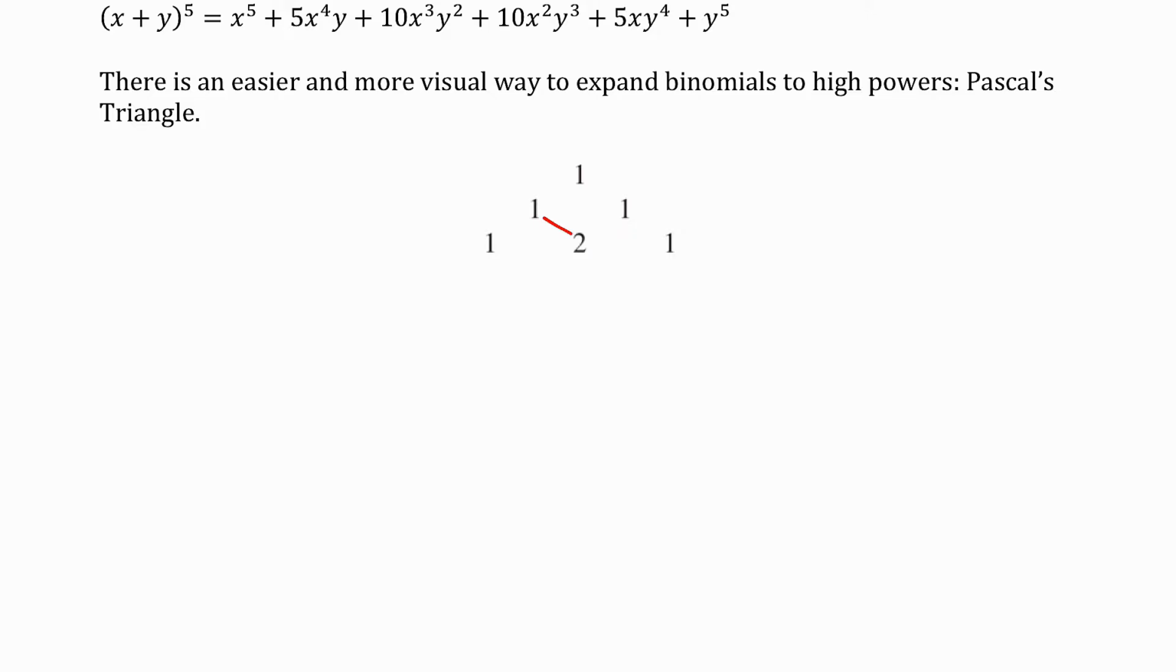Now to make our next line, we follow that same pattern. The outside number is 1. Then we take these two numbers together and get 3, and we take these two numbers together and get 3. We also have a 1 on the outside. We repeat the process as many times as we need. We've got a 1, we've got a 4, 3 plus 3 gives us 6, 3 plus 1 gives us 4, and we've got a 1 on the outside.